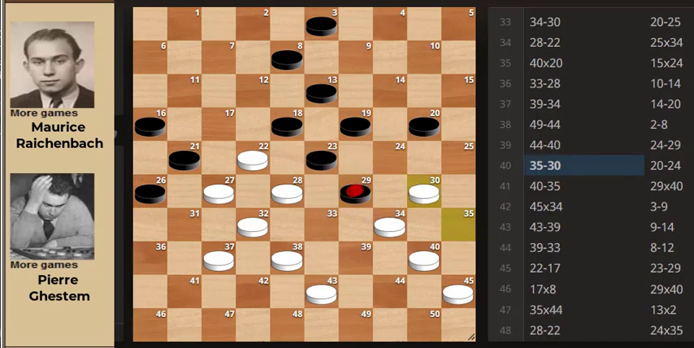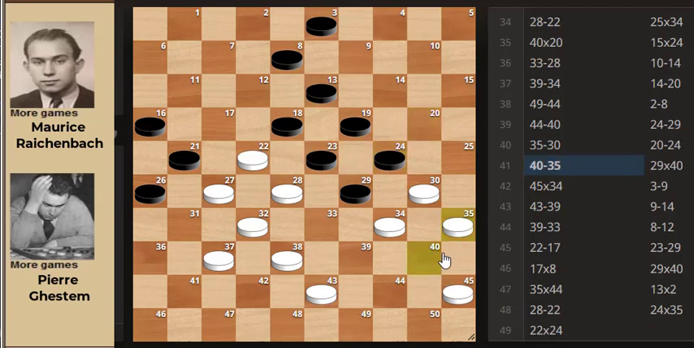So if we draw the square, we know the square can go all the way. So as we said, this position can be taken. It moved from 35 to 30. So Morris played 20 to 24. So 20 to 24. Ghestem moved from 40 to 35.